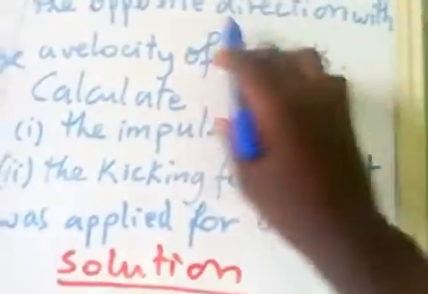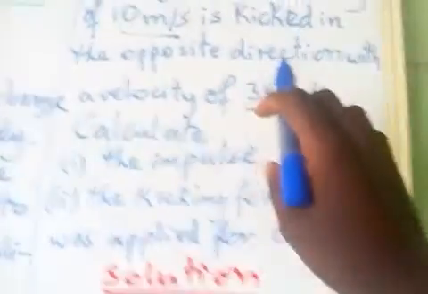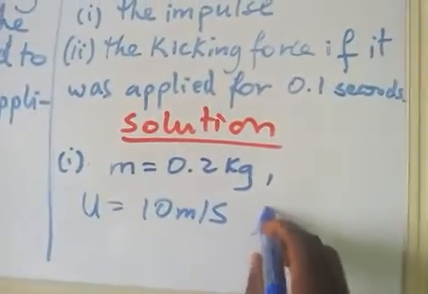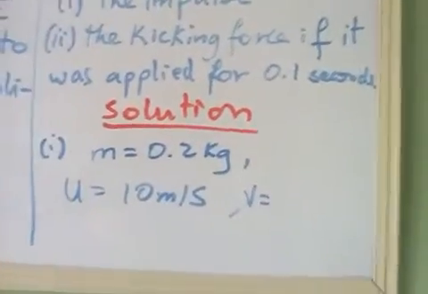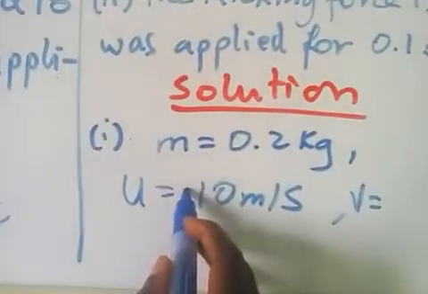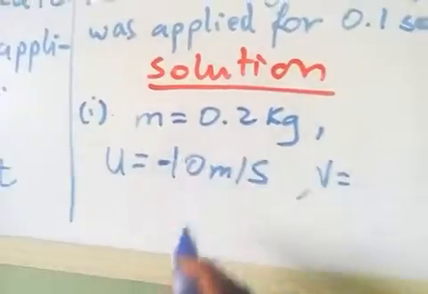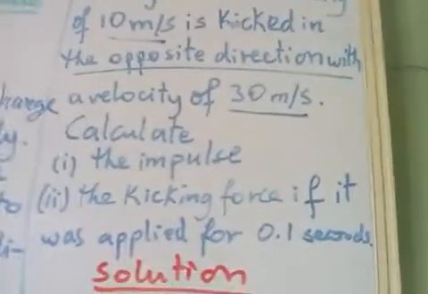Then the final velocity here is in the opposite direction to the initial velocity. The meaning of this is that the two velocities, the final velocity and the initial velocity, are not going to have the same sign. That is, if one is positive, the other one is negative. Assuming that the final and the initial velocity have the same direction, both of them are going to be positive. But since they don't have the same direction as stated in the question, one of them is going to be negative and the other one is going to be positive.